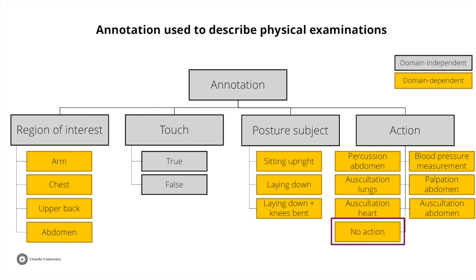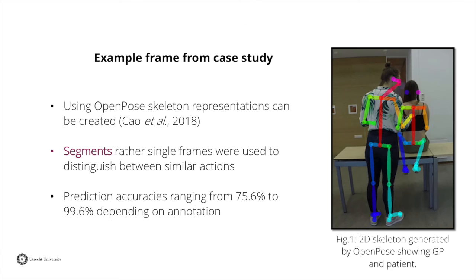It is important to include data that shows no actions as well, because in real-life situations, actions are not being performed continuously, so the classifier should be able to recognize when something of interest happens. We have used the OpenPose system to generate key points and skeletal representations for videos, since it can recognize multiple persons and is publicly available.